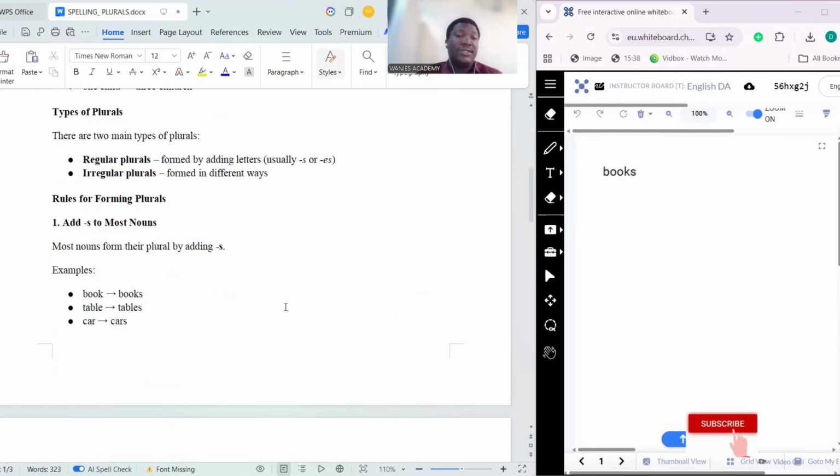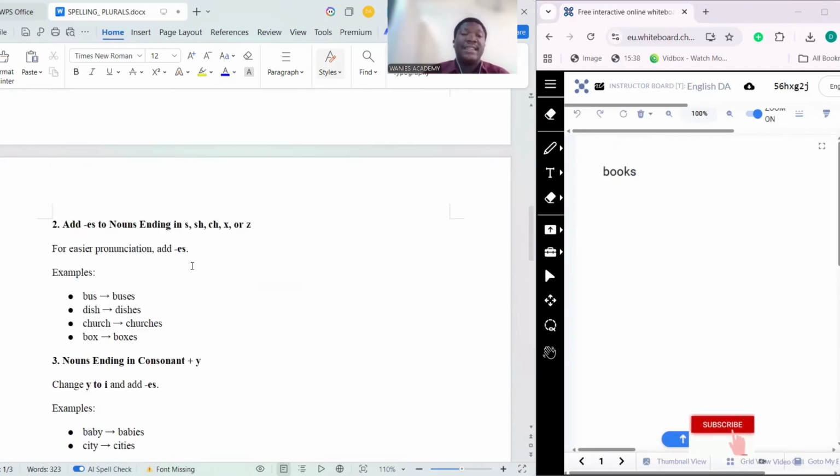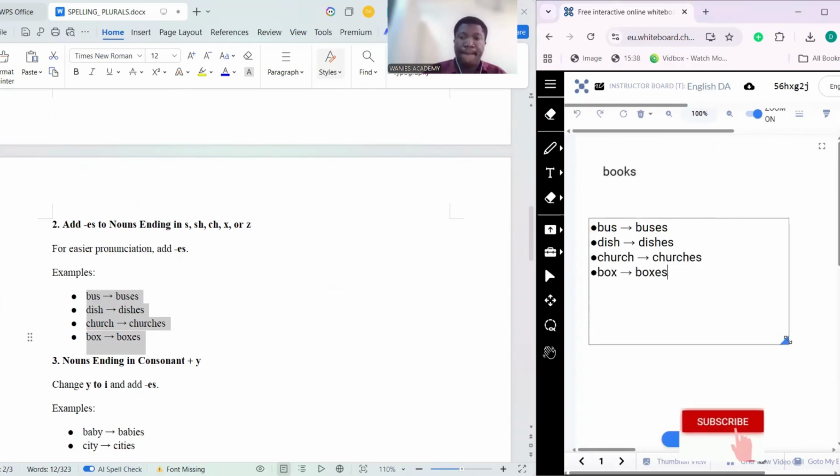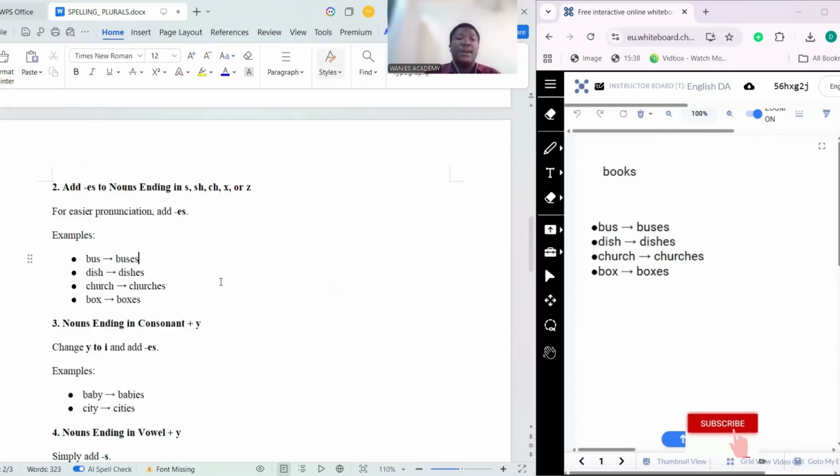So, rules for forming plurals. The first is adding S to most nouns. So book becomes books, table becomes tables, car becomes cars. And adding ES to nouns ending in S, SH, CH, X, or Z. For easier pronunciation, add ES. So boss becomes bosses, dish becomes dishes, church becomes churches, and box becomes boxes.